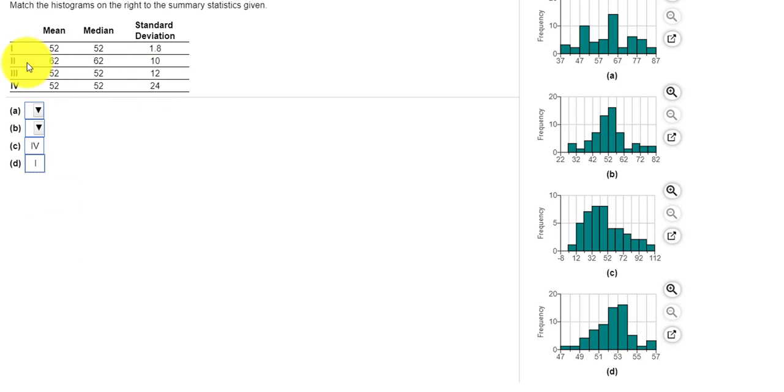Now, when you look at Roman numeral 2 and 3, the standard deviation is pretty close here. So they're pretty tight. So now we want to look for the one where the mean and the median are close to either 62 or 52. So when I look at 52, my mean and median are pretty close. So I think number 3 is going to go to letter B. And then number 2 would go to letter A.